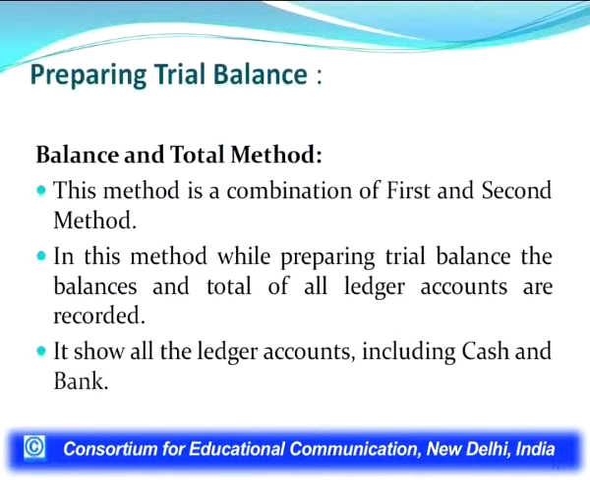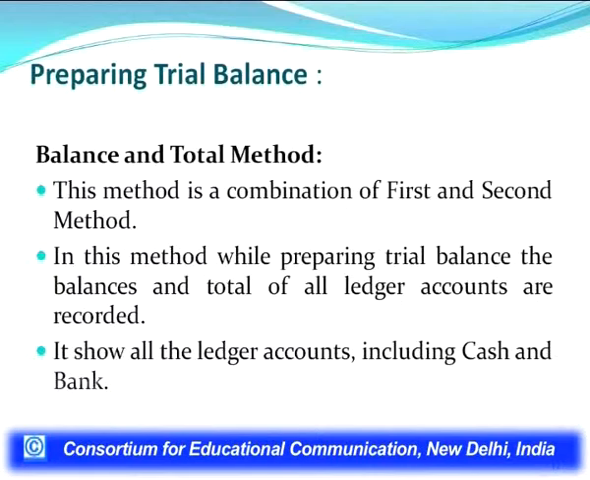Then we see the third method. The third method is called the balance and total method. Basically, this method is a combination of the first and second methods. Both methods have been combined. It means when we prepare the trial balance, we shall record all the ledger accounts, their balances and their total on the debit side and credit side also. And cash and bank balance also will be shown.